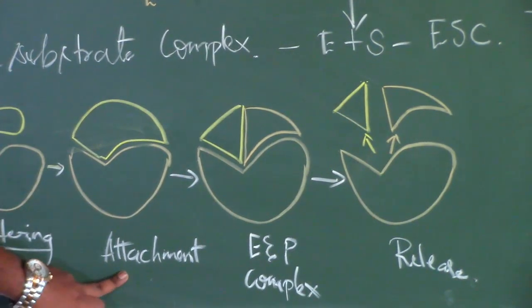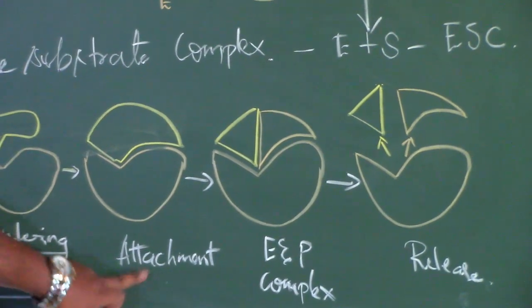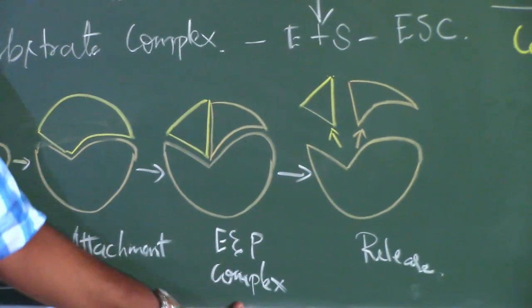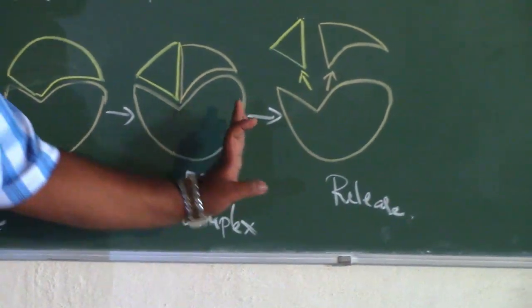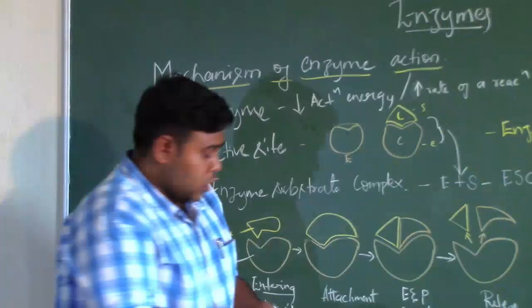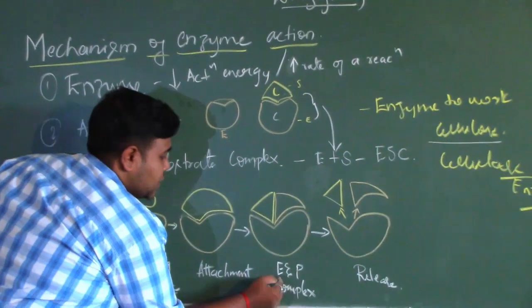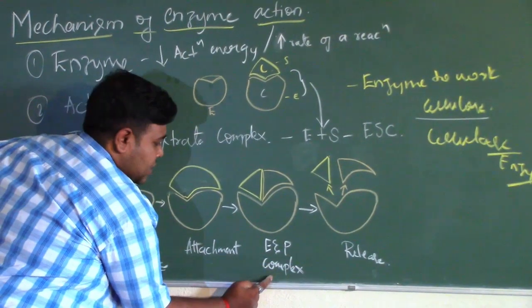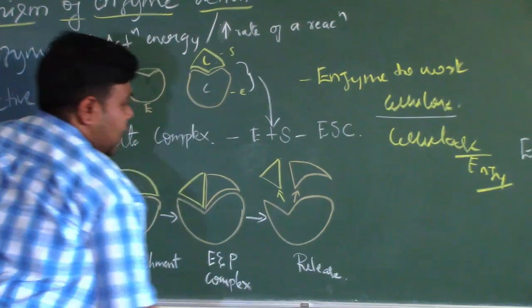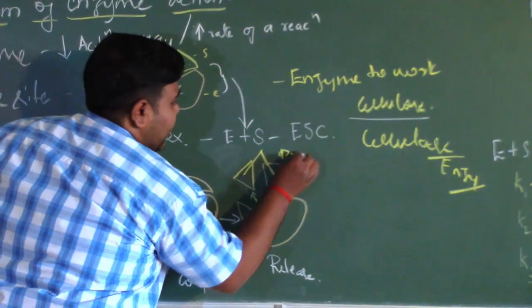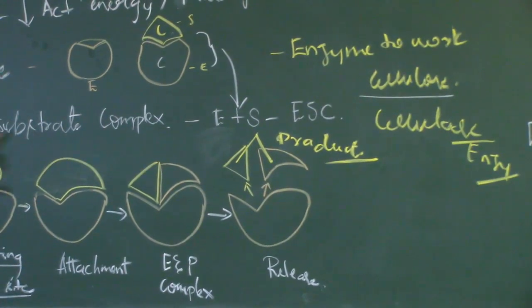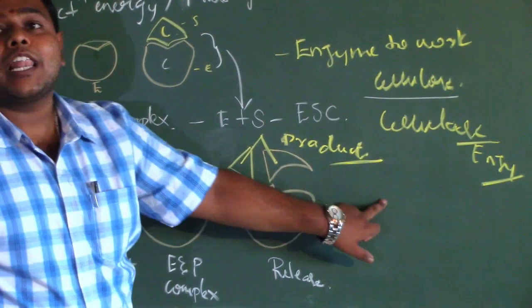Once the attachment is completed, there is the formation of a stage called the enzyme and product complex. Following this step will be the release. Once the E and P step, that is the enzyme and product step, is completed, we come to a stage where the two products will be released. The product formed as a result of this enzyme substrate complex will be released in our last step.